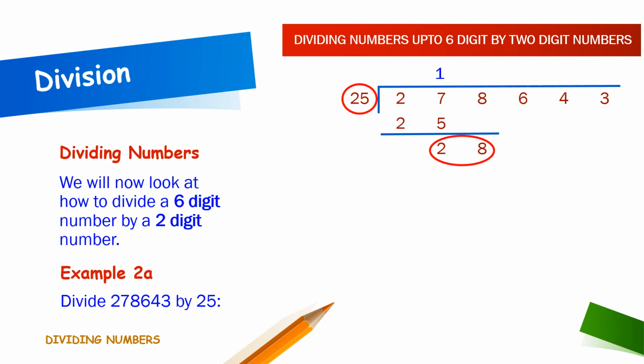How many 25s are there in 28? There is 1. Position the 1 here. Now multiply 25 by 1 to give 25 and put 25 here. Subtract 25 from 28 to give 3. Bring the 6 down and position it here, as shown.